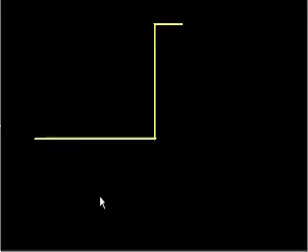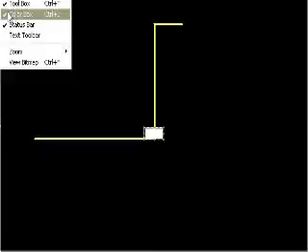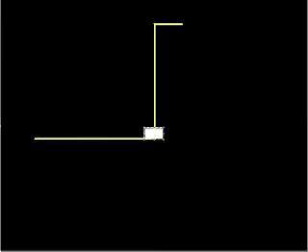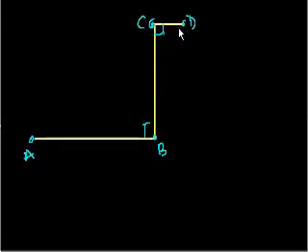They tell us that this is a 90-degree angle. Oh, whoops. Not what I wanted to do. Edit, undo. I'm using the wrong tool. So they tell us this is a 90-degree angle. This is a 90-degree angle. This is A. This is B. This is C. This is D.